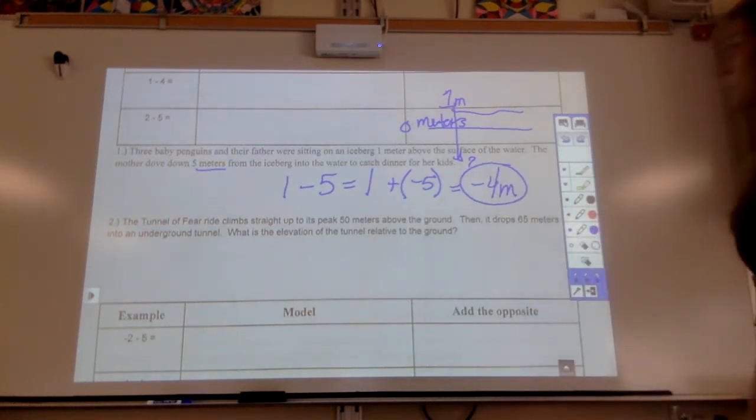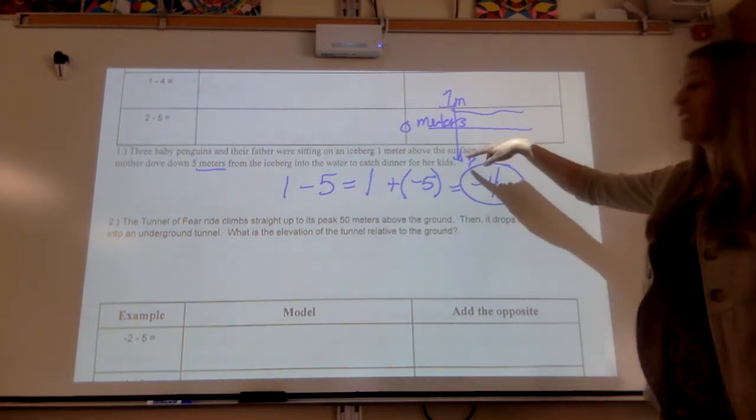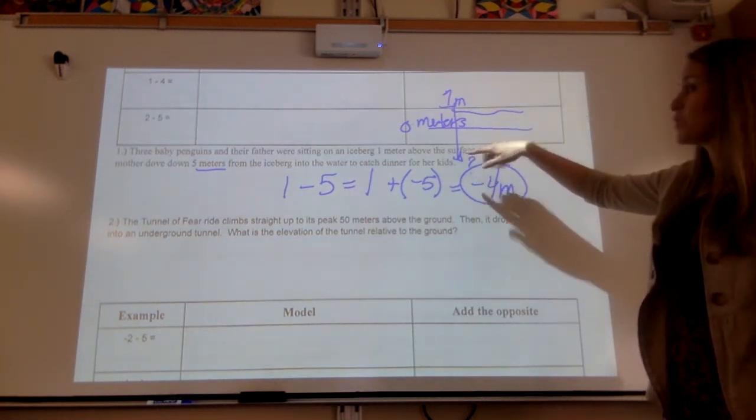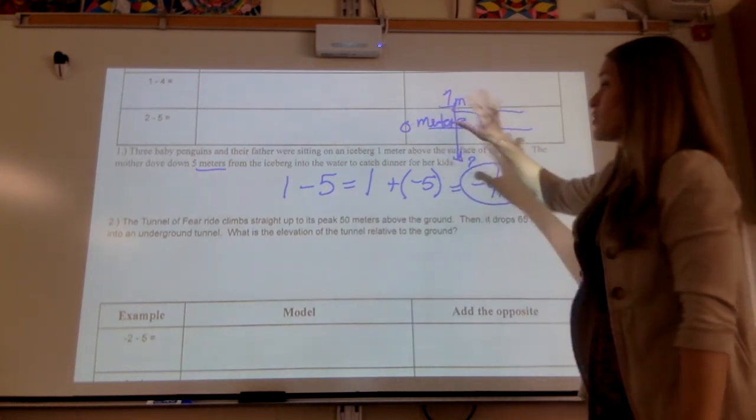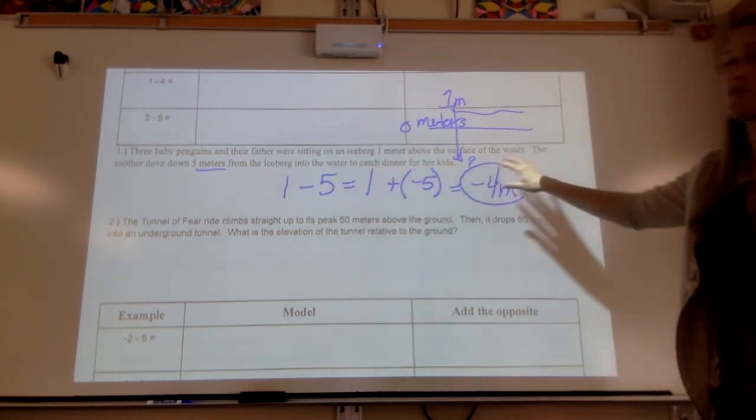So it says where they end up. It doesn't really have a question, but it's kind of assuming, where are they going to end up? The mother dove down 5 meters from the iceberg. Where are they going to end up? She ended up at negative 4. Okay. So we were kind of illustrating a situation from words into pictures and then putting a numeric sentence with it.